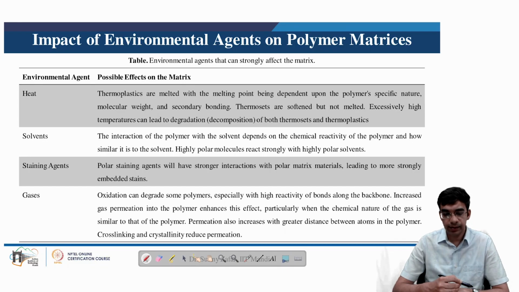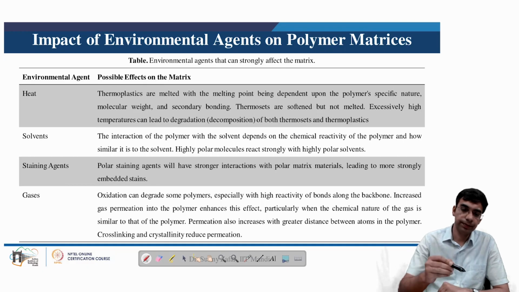Sometimes gases may lead to oxidation and may lead to degradation of the polymers. Especially this is more pertinent with high reactivity of the bonds along the backbone. Increased gas permeation into the polymer enhances this effect, particularly when the chemical nature of the gas is similar to the polymer. Permeation also increases with greater distance between the atoms in the polymer. Cross-linking and crystallinity reduce permeation.